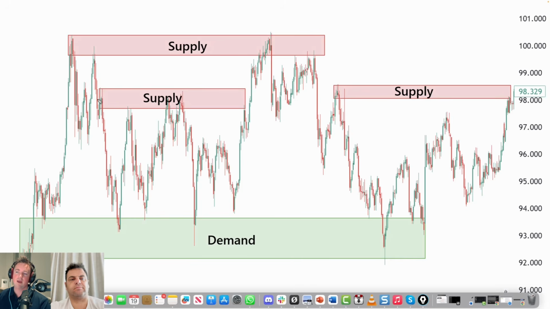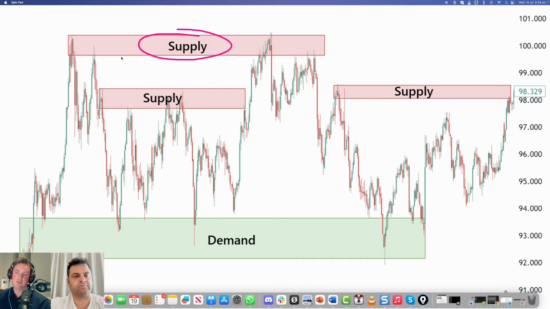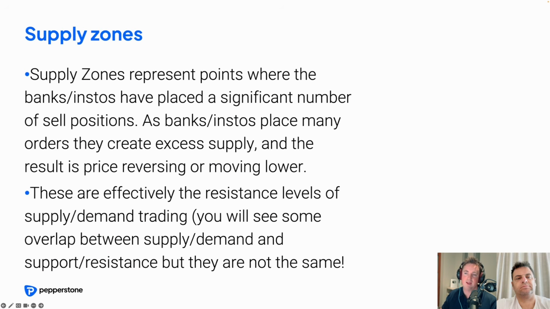Also, we know about the fact that we've got supply up on the top-hand side. The markets have sold this level before. So therefore, if the market comes back to this level, we can guess that there's probably going to be sellers around this zone. Another important aspect of it.